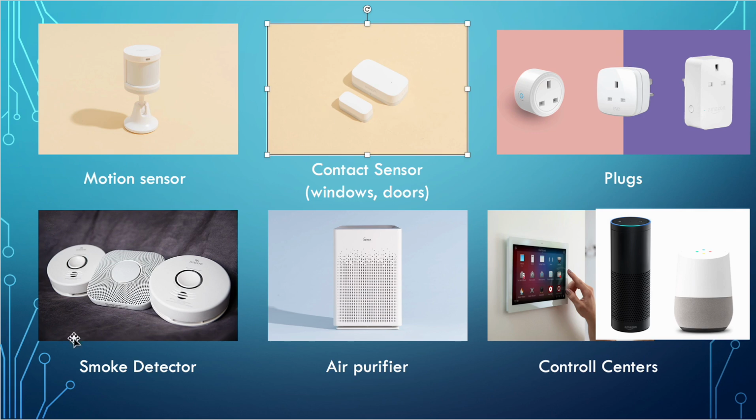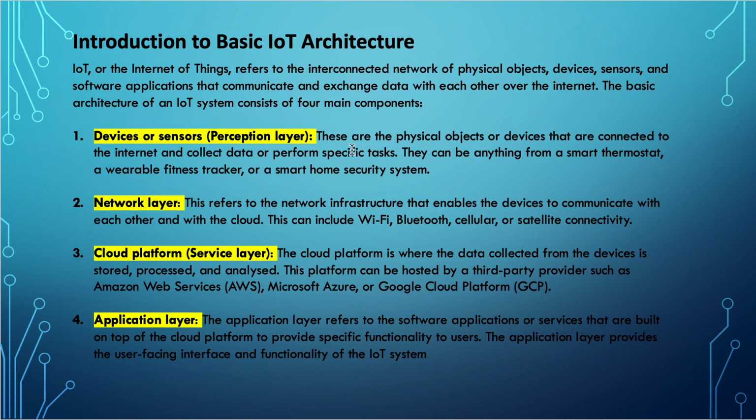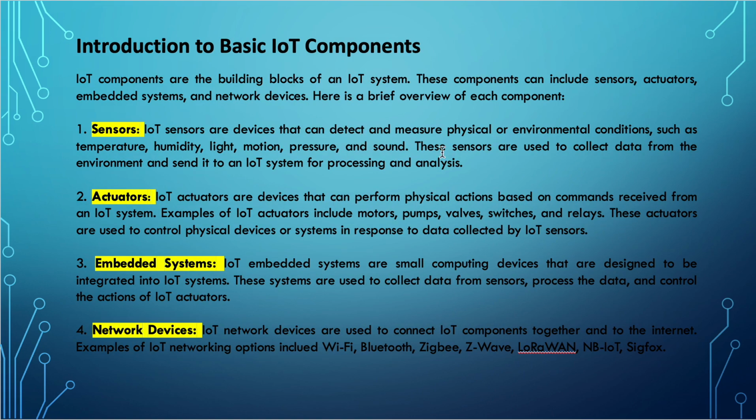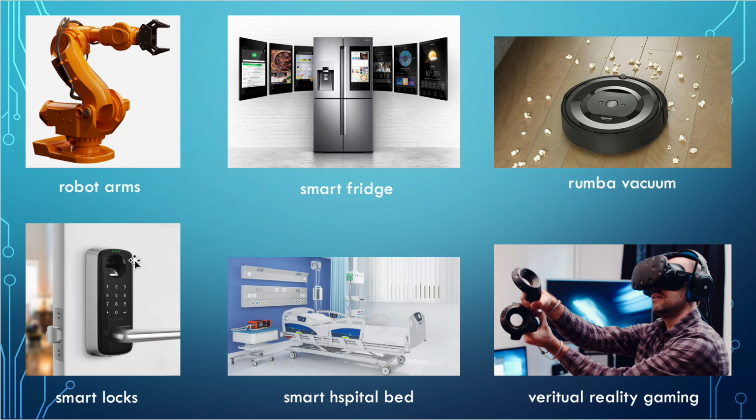Contact sensors are to check again. Let's go to the definition, right? To detect and measure physical or environmental conditions. So contact sensors can check physical conditions such as a door closed or opened, or if it is sealed or not, and so on. So we can see now, the smart lock has a fingerprint sensor. A smart fridge would have a temperature sensor. It would have a contact sensor.